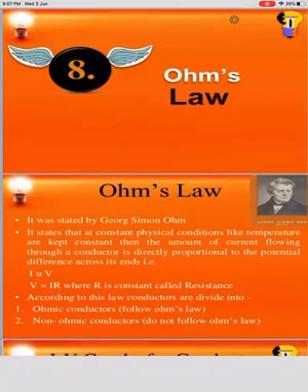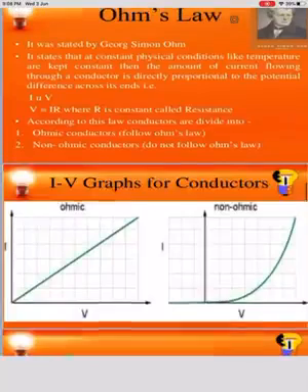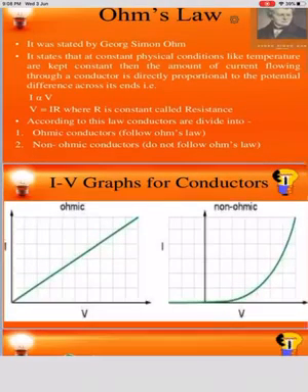The famous law: in approximately the year 1826, a German physicist, Georg Simon Ohm, studied the relationship between the electric current and the potential difference. The law is named Ohm's law. So what is Ohm's law? It was stated by Georg Simon Ohm in approximately the year 1826.